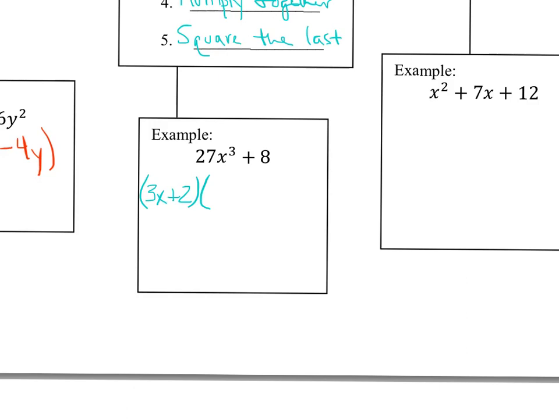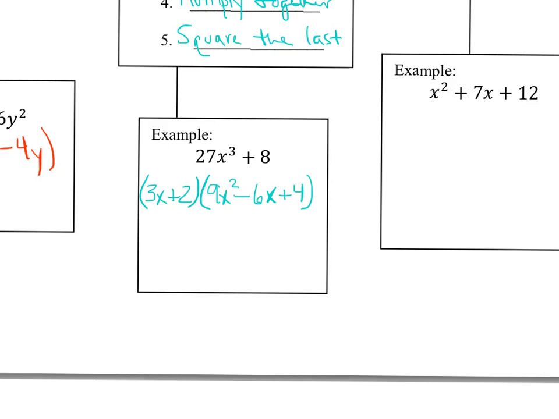After you take the cube, you're going to square the first. If I square 3x, I'm going to get 9x squared. After you square the first, you change the sign, so it was a plus, so now it becomes a minus. You multiply together, so 3x times 2 gives us 6x. And then finally, the last thing we're going to do is we're going to square the last term. 2 squared gives me a plus 4. And that is my final answer.